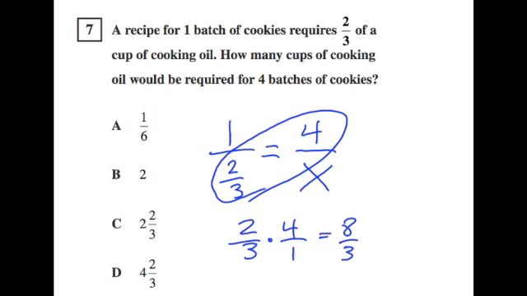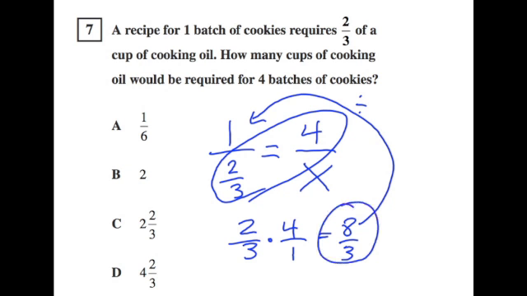Then I'm going to take this number and divide it by the only other number I have left, which is 1. 8/3 divided by 1 is 8/3. So this appears to be my answer. However, I don't see it over here on the answers. So it must be turned into a mixed number. So let's see if we can turn it into a mixed number.